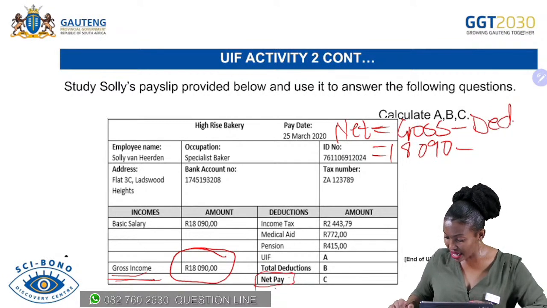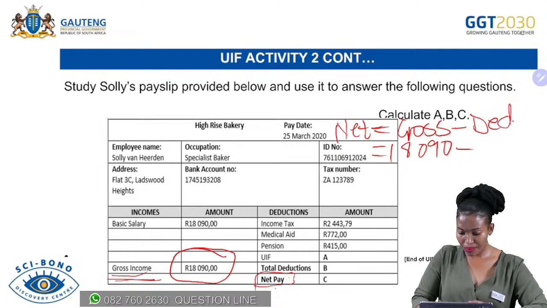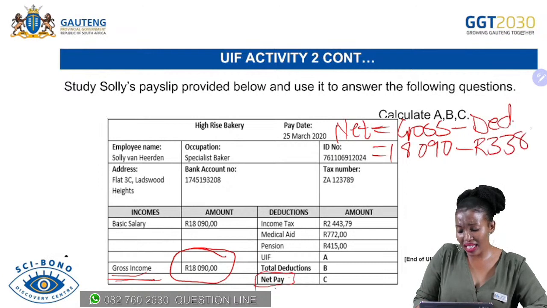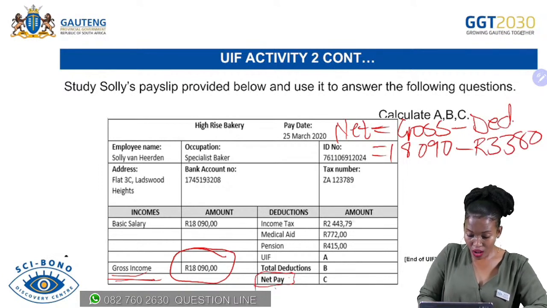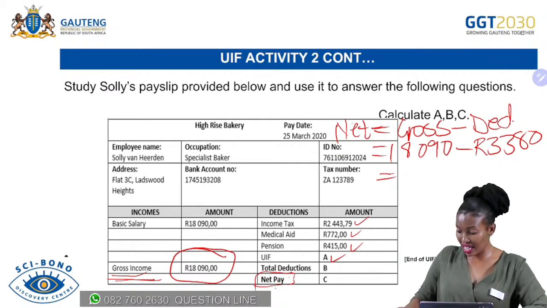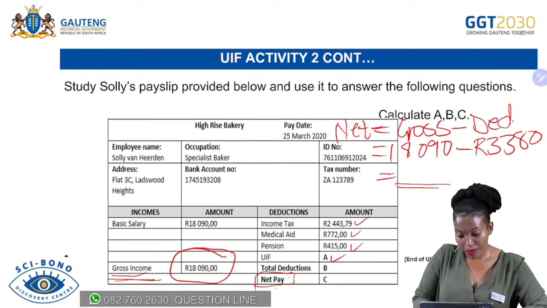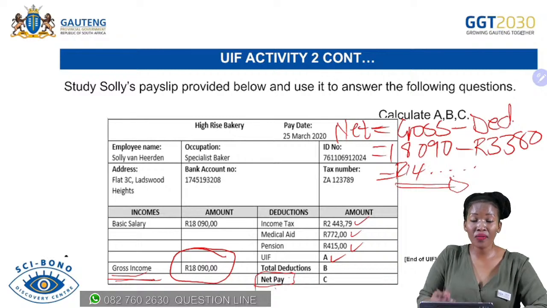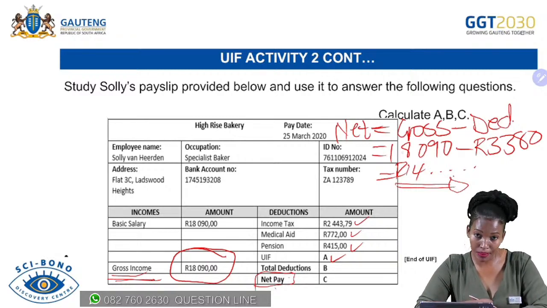I don't know if you guys still had that. I'm not sure what the deductions were, but let's say the deductions were 3,380. The deductions are all these amounts, 1, 2, 3, 4. You add all those values, that is your total deduction. Then to get your net, you will say your gross, which is 18,090 minus the 3,380. I'm not sure what the answer would be, it should be 14,000 and something. That answer that you get there is your net income.